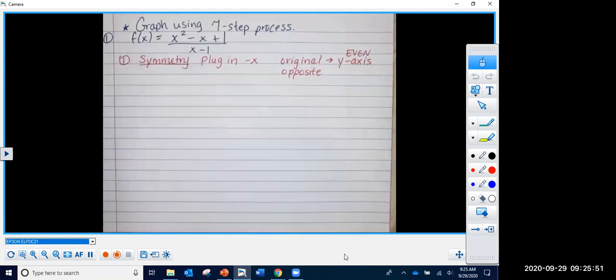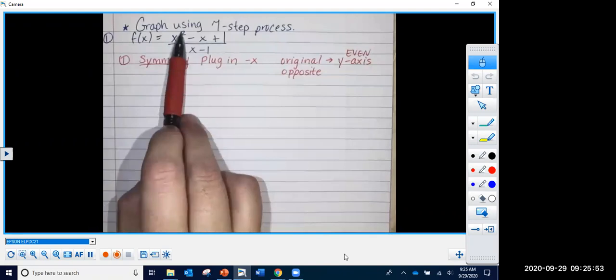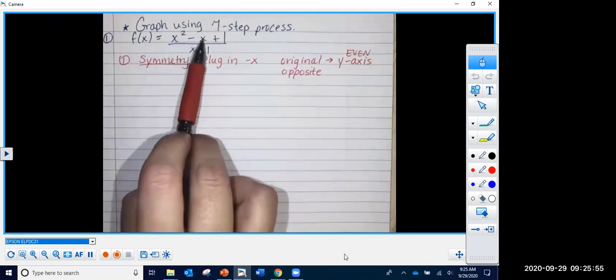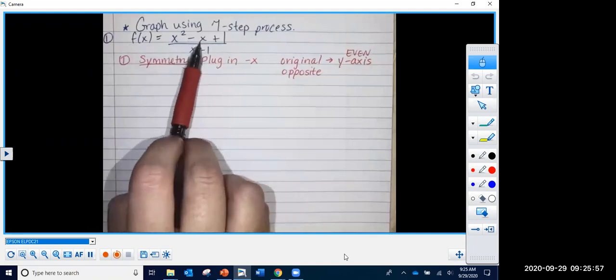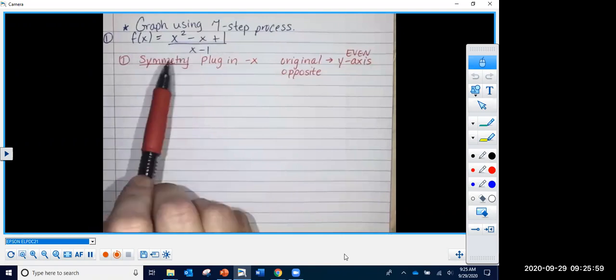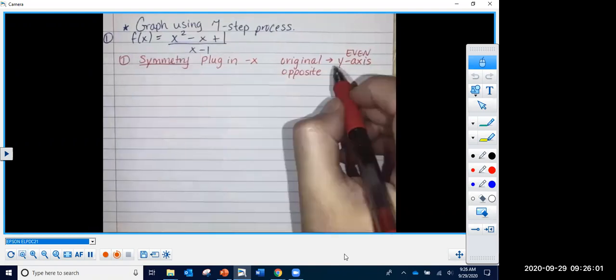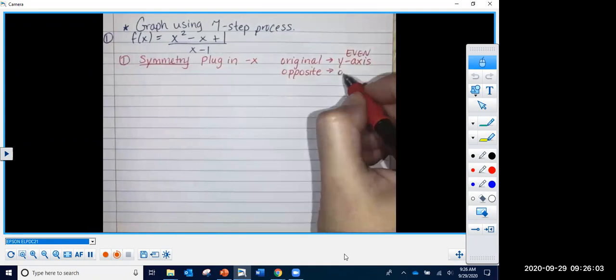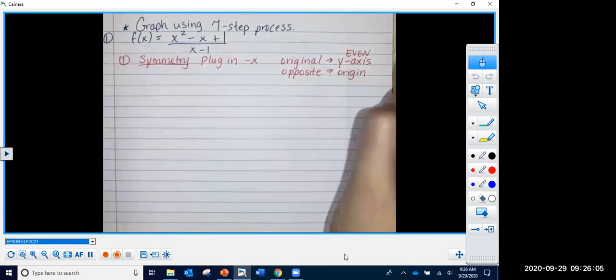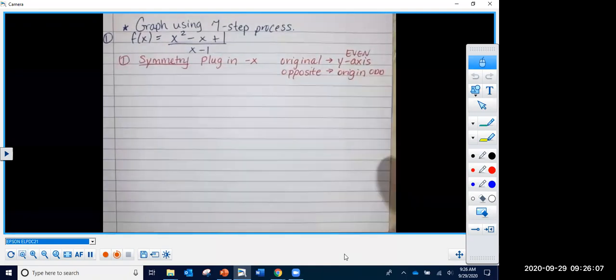It changes, right? So it's going to stay here and change here: negative x would become plus x. So I already know it's not going to have symmetry. But anyway, if you get the complete opposite signs back out, it's origin, and that's known as an odd function.